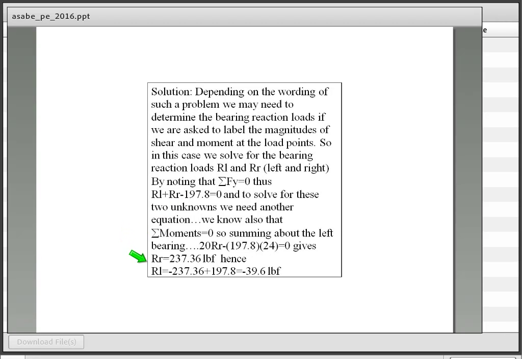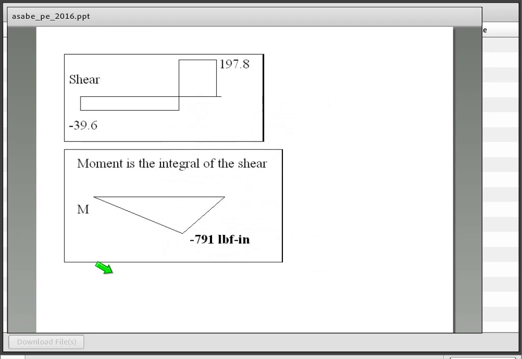So I simply chose to sum the moments about the left bearing, and it gave me this equation. Applying the right-hand rule, we got 20 times that reaction load. That would be the length of the beam or distance between the bearings, minus the 197.8 times 24, that lever arm, equals 0, which lets us solve for the right reaction load. And once we've got the right reaction load, we can go up here and solve for the left reaction load. That's just a little review of how to get reaction loads in a beam.